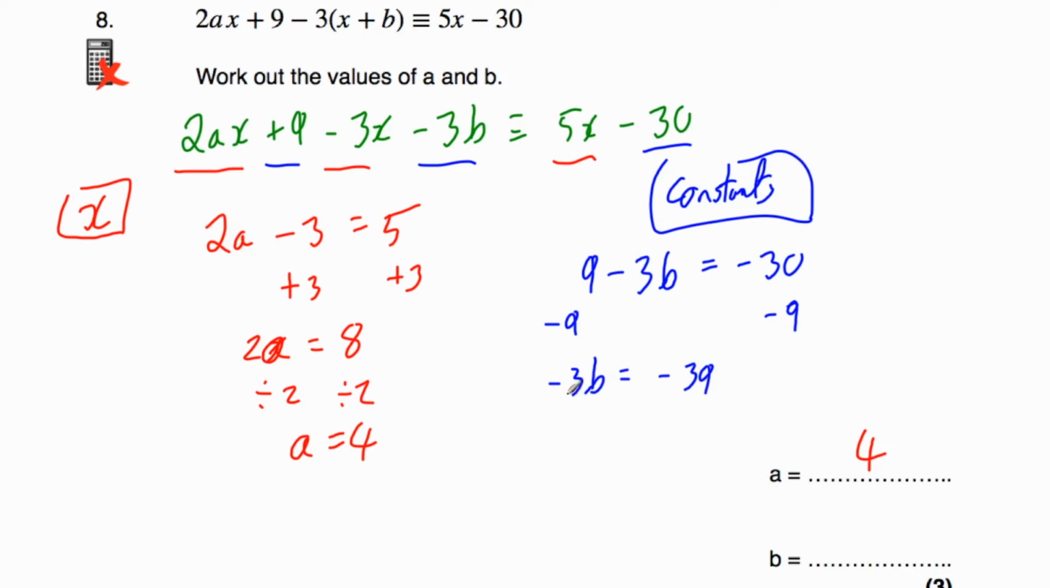At this point, we could just multiply both sides of this equation by negative 1, and that would give us 3b equals 39. And actually, I'm just going to do that, just multiplying both sides of this equation by negative 1, just changing the signs. And then divide by 3 and divide by 3, and we get that b is equal to 13. So b is equal to 13. Now, at this point here, you could divide by negative 3 and divide by negative 3, and you'd get b equals 13 as well, and that'll be right as well. Okay, and that's it. Okay, let's have a look at our next question, question number 9.